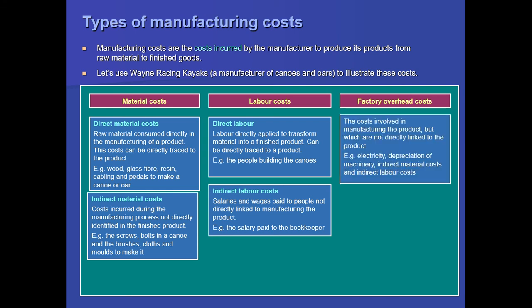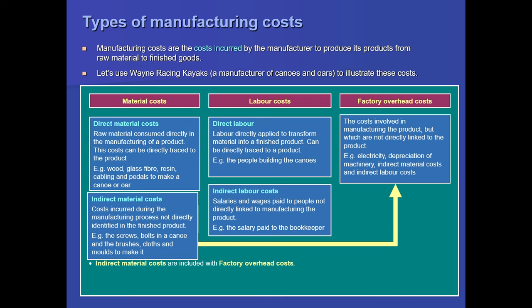Then we've got factory overheads. These are the costs that are involved in making the product, but you cannot actually trace them to the product. Like electricity. Electricity can be used for various things, all right? And you cannot directly trace how much electricity was used to make one certain canoe, for instance. Obviously, under factory overheads, we've got depreciation of machinery that is used in the factory, and then indirect material, as well as indirect labor. So indirect material and indirect labor, they all go under the overhead, just like it's being shown to you right now.